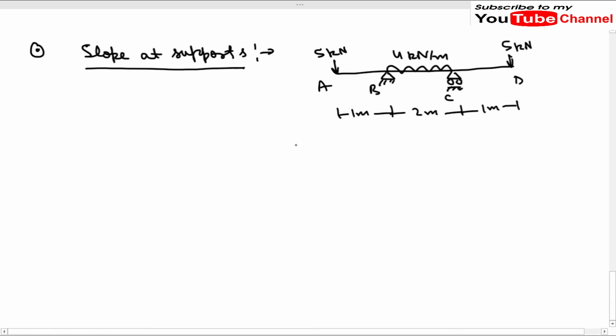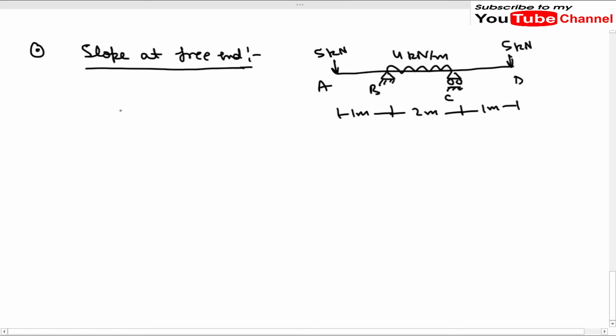Okay, so we are asked to find out the slope. Sorry, we are not asked to find out the slope at support. The task is to find out the slope at free end. Okay, so the slope at free end A and the slope at free end D will be equal, because the loading is symmetrical and the geometry is also symmetrical.